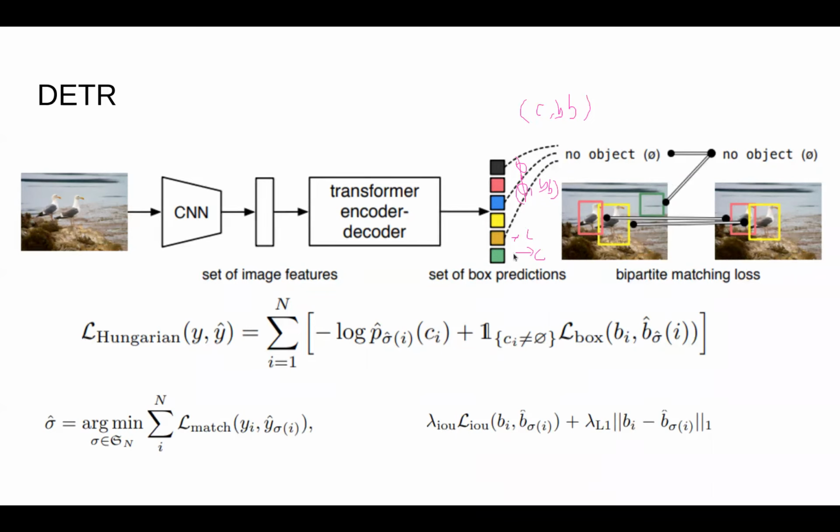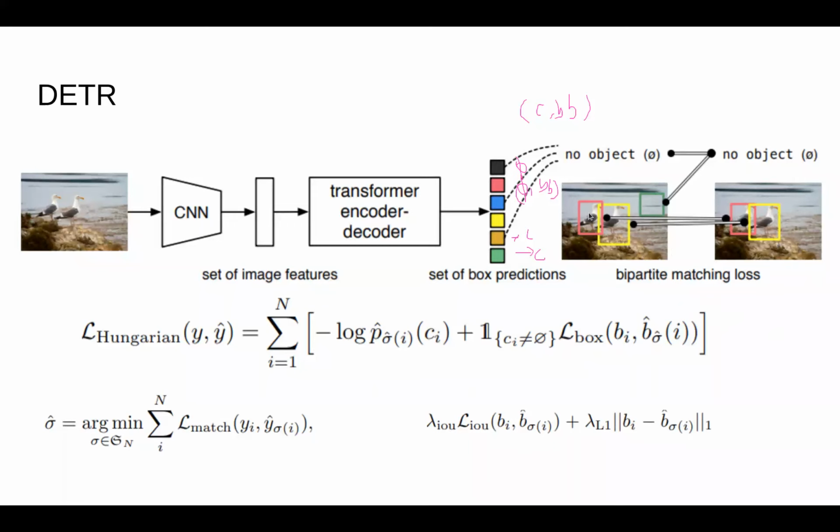There are a lot of things that come into question here: is there an object? What is the object? Where is the object? And it does so by using this bipartite matching loss, right? What that does is, for any box, you try to find the box that matches it the closest, and you're only doing a one-to-one correspondence. So you're not matching each box with multiple boxes.